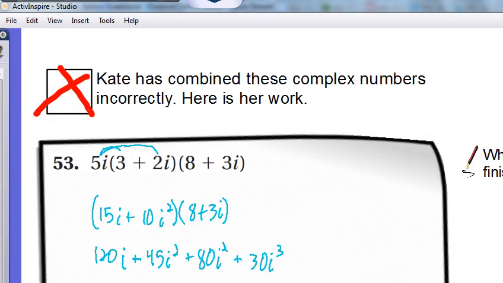Kate is combining these complex numbers incorrectly. So you can see she started by distributing 5i. She multiplied those two parentheses together. She gets down to the bottom here. Why is Kate not completely finished in the last step? So write that down in your notes.